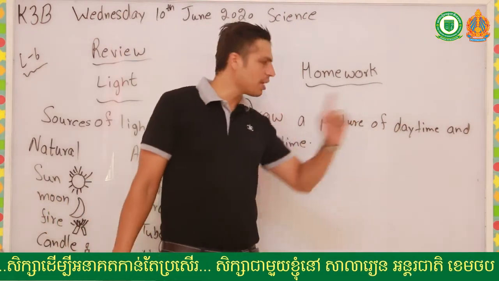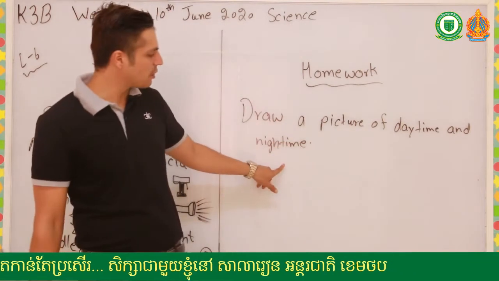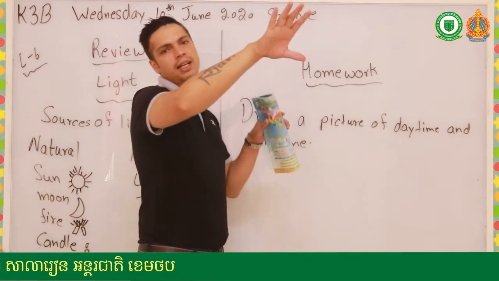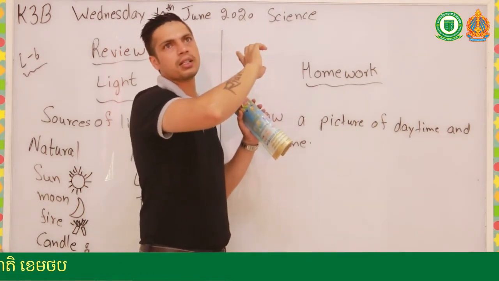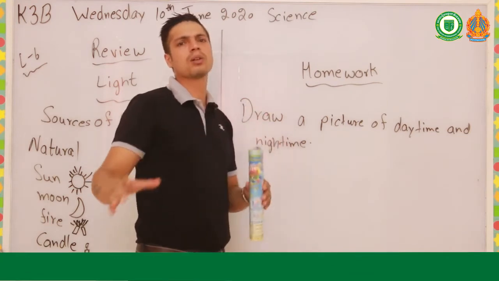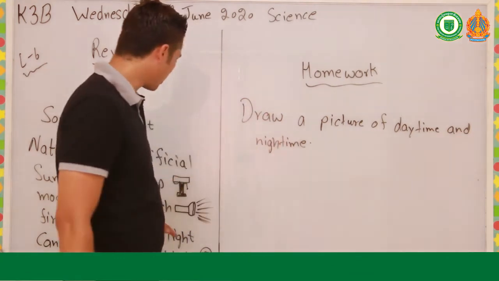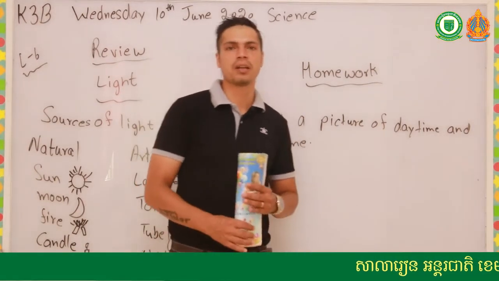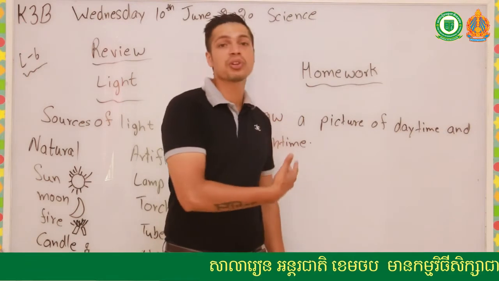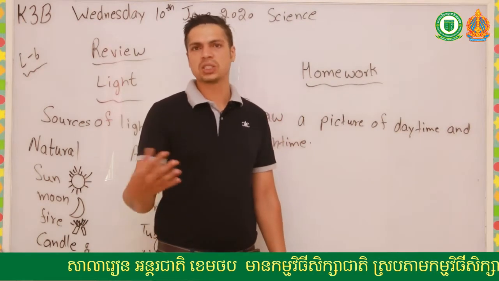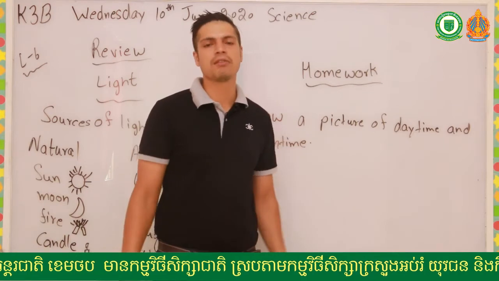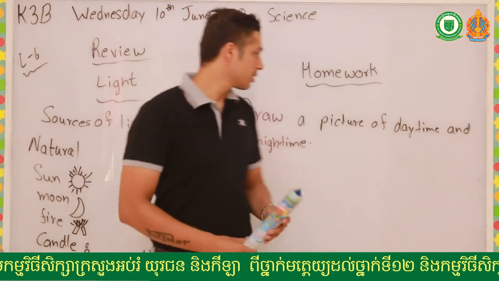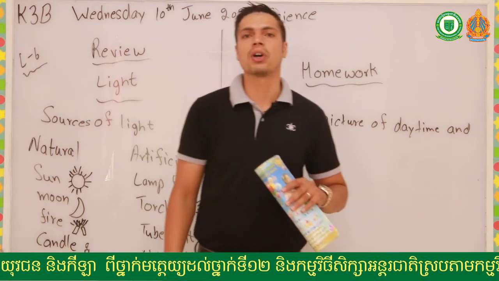On one page I want you to draw daytime, and on the next page I want you to draw nighttime. When you draw nighttime, draw some stars and a moon, and you can also draw a lamp or something like that. I will help you. If you have any questions or doubts, I will help you. Anytime you need help with your homework, you can drop a message on my personal Telegram. I will help you out. So this is your homework, and don't forget to do it.